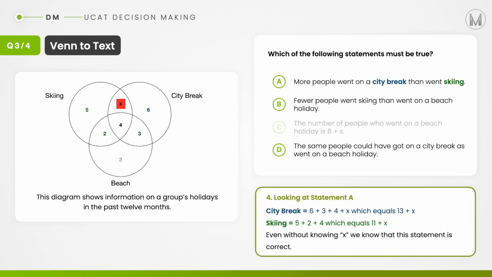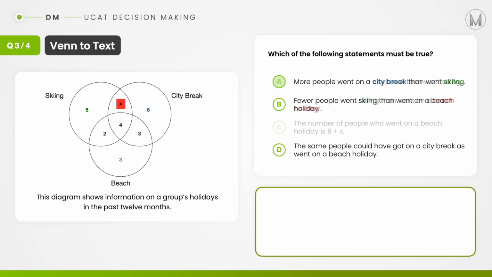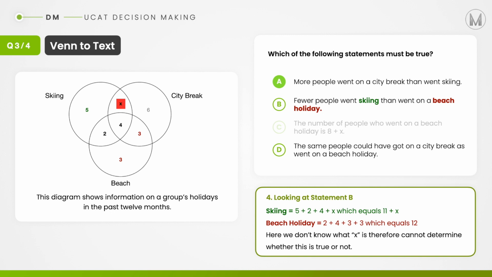So let's again just go with what looks nicest first. We're again going to compare two variables and go by convention of the alphabet. So just start with A. More people went on a city break than went skiing. Well, we know that a city break is 13 plus x, skiing is 11 plus x. So it doesn't actually matter what that x is because it's in both of them. If the x was 5, they're both going to be 5 bigger. If the x was 2, they're both going to be 2 bigger. So either way, we know that that is actually true, that more people did go on a city break than went skiing. So we're going to bank on A being our correct answer for now.